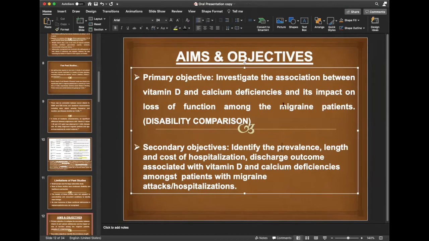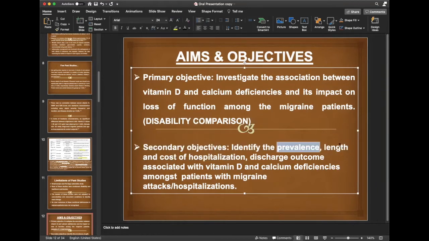Whatever the primary objective was, make sure you write it in capitals if you want to, so that people who don't want to read the whole line can just get it by highlighting this part: investigation of the association between risk factor and risk-factor-associated loss of function or disability among migraine patients, or whatever. So the primary objective, you highlight. Secondary objectives, if you have them, you can highlight those also.